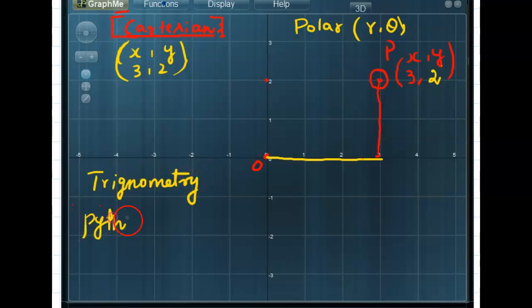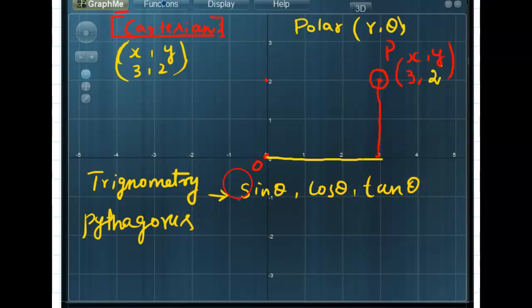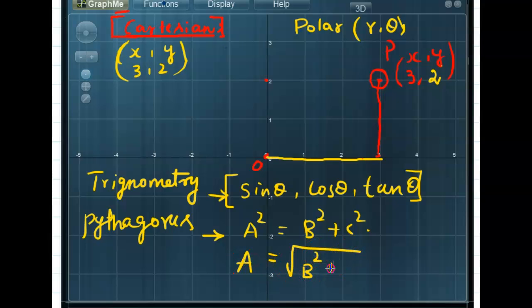Another is Pythagoras theorem. What is in trigonometry? That sine theta, cos theta and tan theta. These formulas, I should know these 3 formulas, and in the Pythagoras theorem, a square is equal to b square plus c square, or a is equal to square root of b square plus c square.